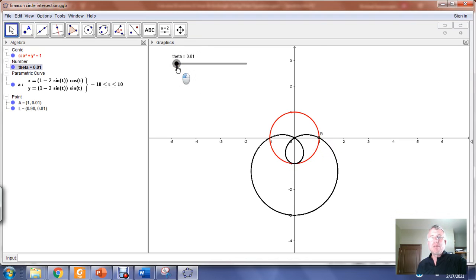As we let theta vary, so as I rotate around the circle, what we want to notice is that the point L on the limaçon and the point A on the circle, when we get to that pi over 2 position, A is at a radius of 1, and L is actually down here, being reflected through the origin with the radius of negative 1. So it's at pi over 2, negative 1. So they're opposite of each other at that point.